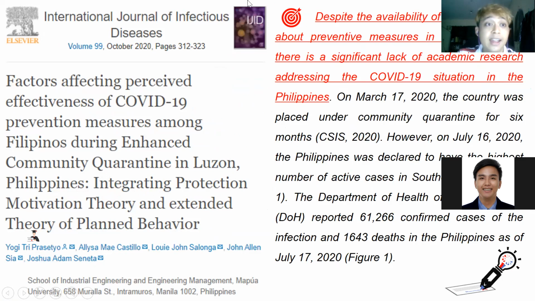This is another way I wrote in a publication related to COVID-19. Look at this one: despite the availability of different studies about preventive blah blah blah, there is a significant lack of academic research addressing the COVID-19 situation in the Philippines. That was at that time, October 2020. Now there are so many studies related to COVID-19 in the Philippines. So later on, I would like to see this kind of paragraph in your study.